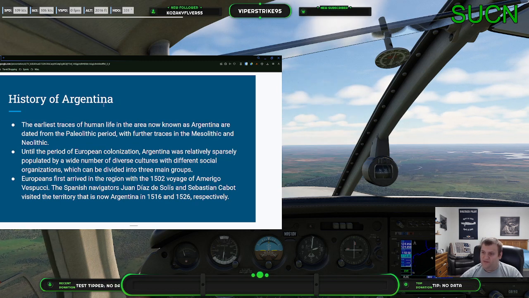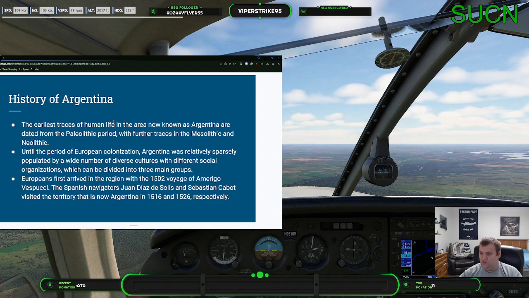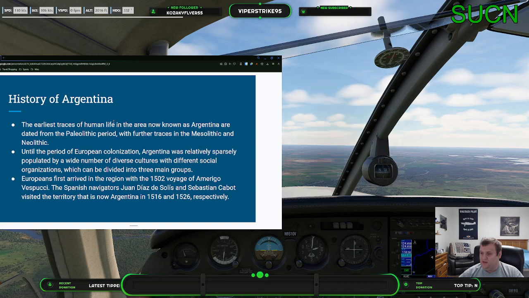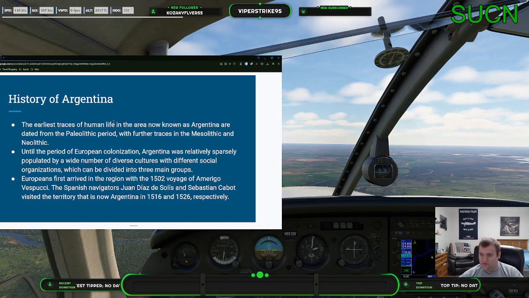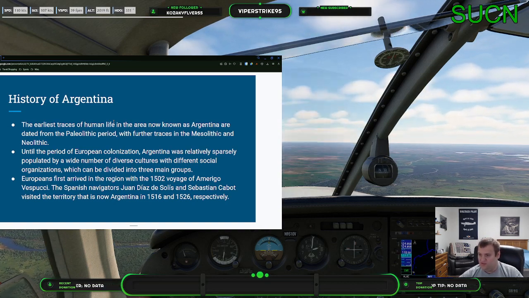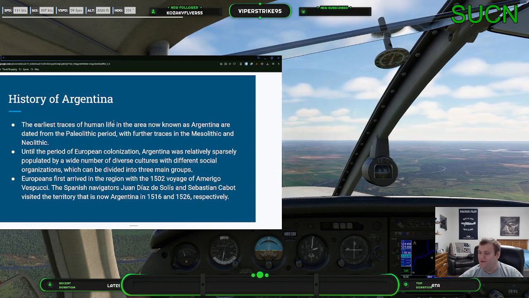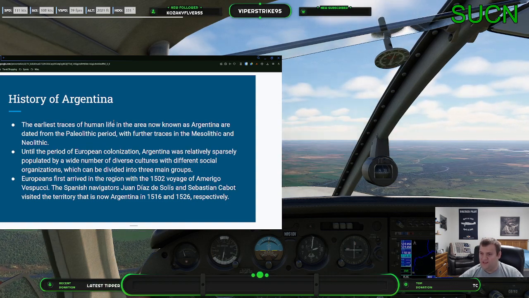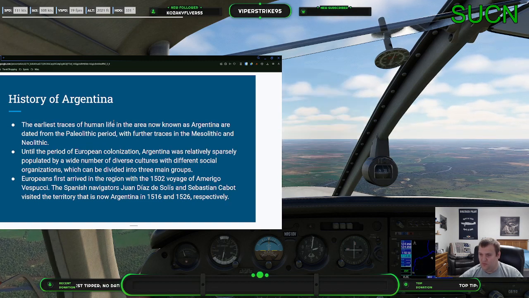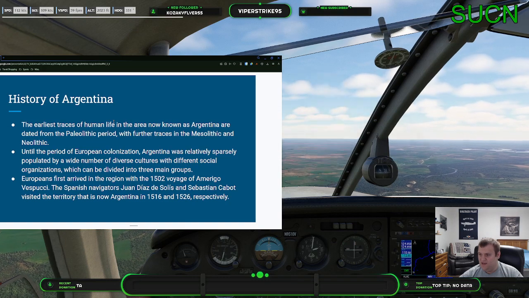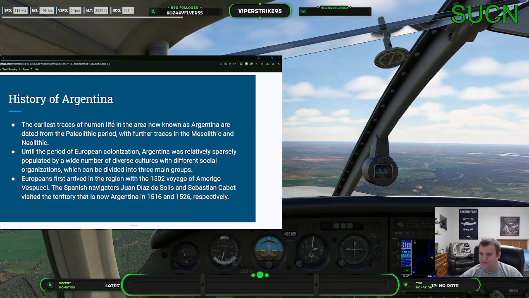Until Europeans arrived, Argentina was relatively sparsely populated by a wide number of diverse cultures, which can be divided into three main groups. The first group are basic hunters and food gatherers without the development of pottery, such as the Selknam and Yaghan tribes in the extreme south. Then you have a second group, which are advanced hunters and gatherers, like the Huiche, Huaorani, and Serranos in the southeast, and the Telhuiche in the south.